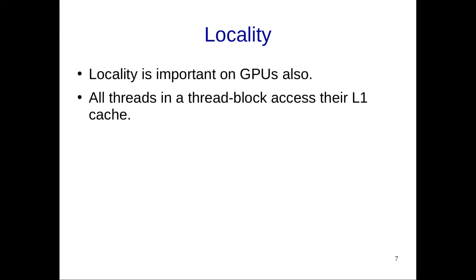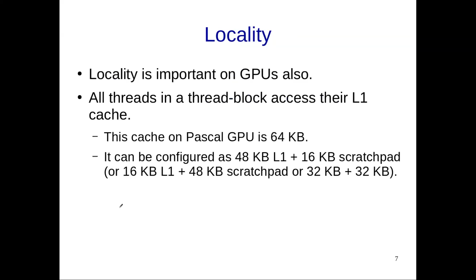So all threads in a thread block have this L1 cache, which is going to be essentially doing exactly the same processing. So locality is going to be important. This we discussed earlier, and we should try to exploit this as much as possible.